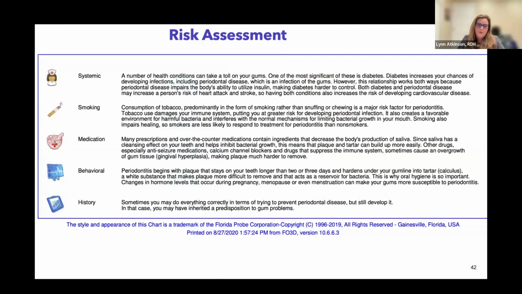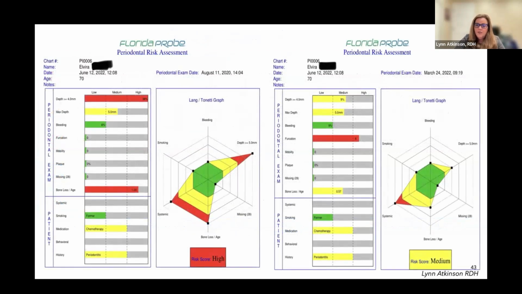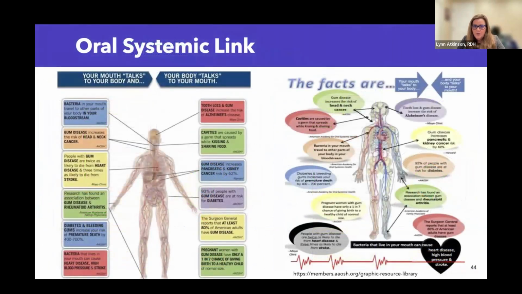And then you can also print this out for the patient, and they can have that information to read and take home. And again, a comparison before and after laser periodontal therapy and guided biofilm therapy.